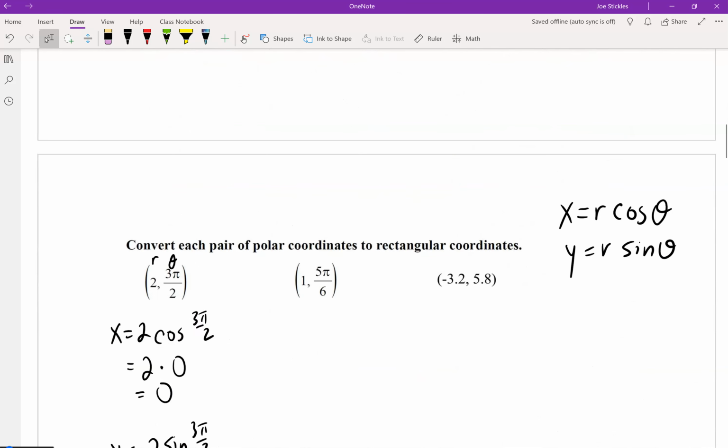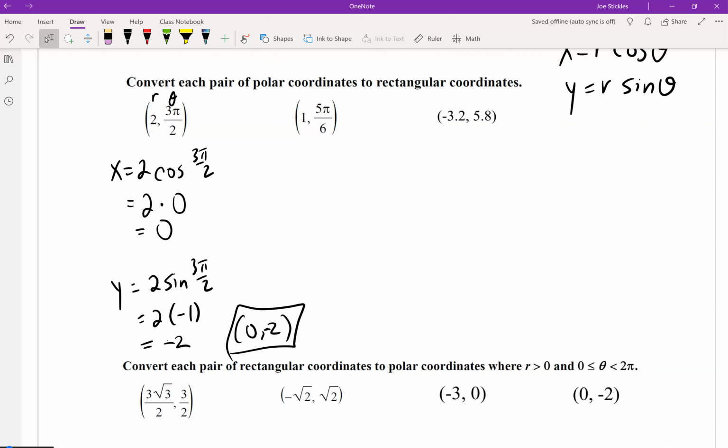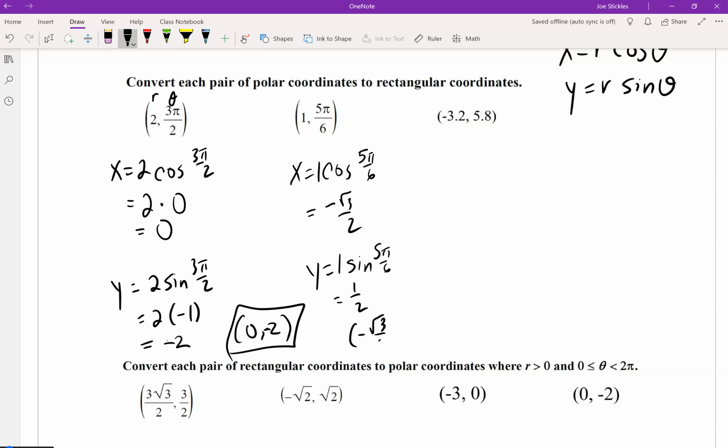All right. So let's do the next one. Again, straightforward. X equals 1 cosine of 5 pi over 6. Cosine of 5 pi over 6 is -√3 over 2. So your x is -√3 over 2. Y is 1 sine of 5 pi over 6. Sine of 5 pi over 6 is 1/2. So the coordinates are negative root 3 over 2 and 1/2.